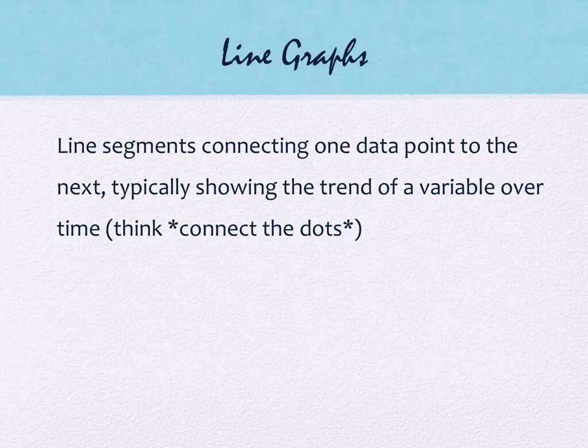A line graph is line segments that connect one dot to the next, typically showing a trend of a variable over time. And you should think about it as being something like connect the dots. You've all been to the restaurants that give the kids the pieces of paper and they connect the dots, right? That's what this kind of graph is. It's connect the dots. Okay?